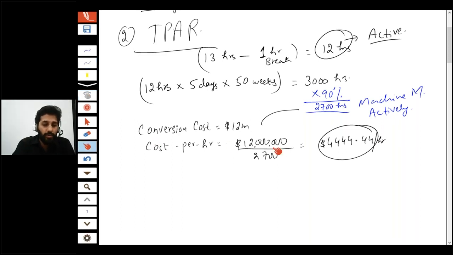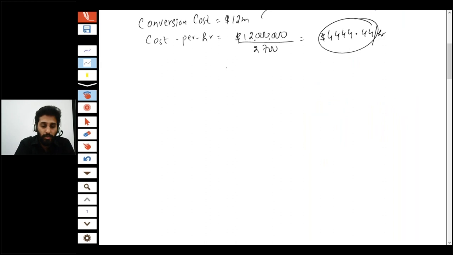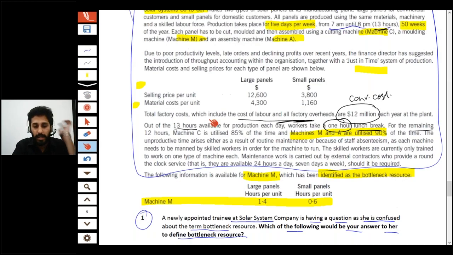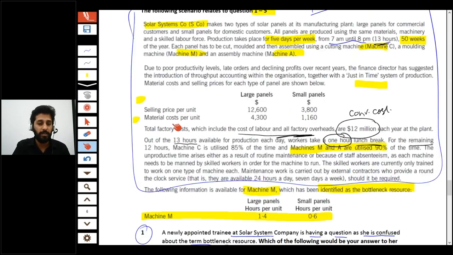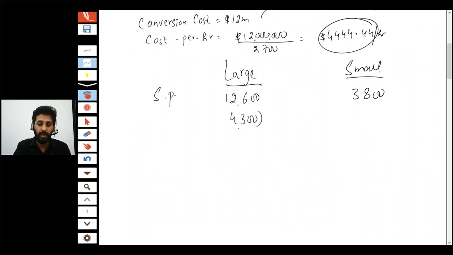Now we need to calculate the throughput accounting ratio for large and small panel, right? The selling price is 12,600 and 3,800. Material cost is 4,300 and 1,160. That is direct material.